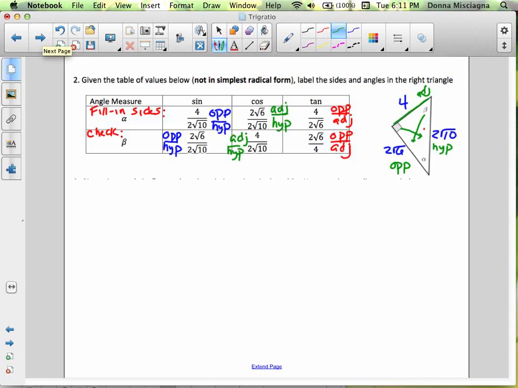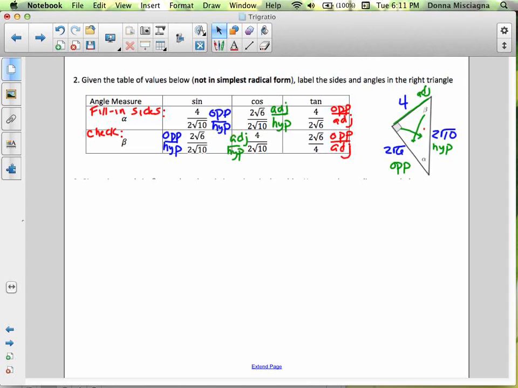All right, let's check the ratios. For angle B, the opposite should be 2 square roots of 6. Yep. Hypotenuse, 2 square roots of 10. That worked out. Let's check cosine. The adjacent is 4. Yes. Hypotenuse, 2 square roots of 10. Yes. And then for tangent, the opposite is 2 square roots of 6, and the adjacent is 4.